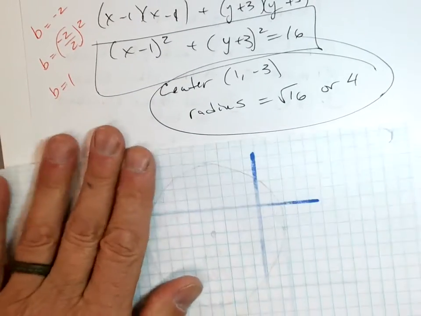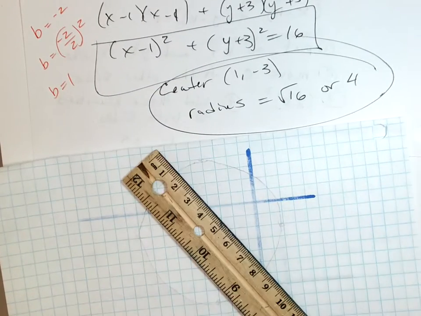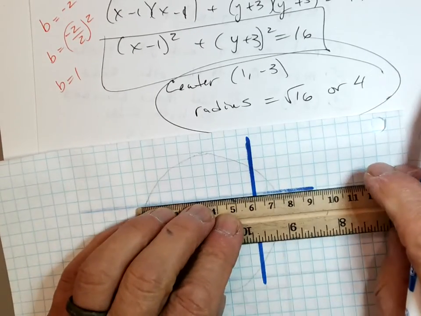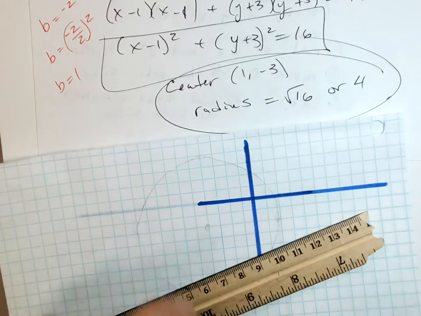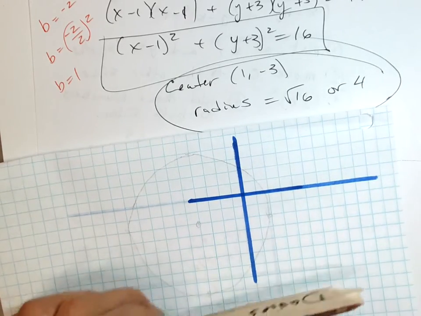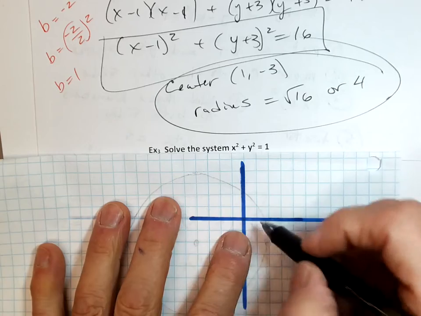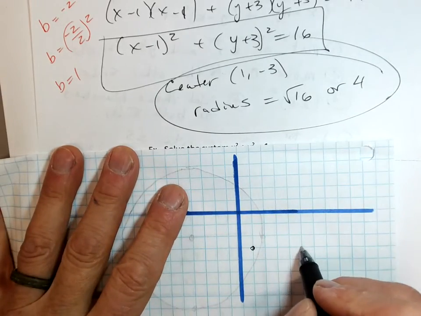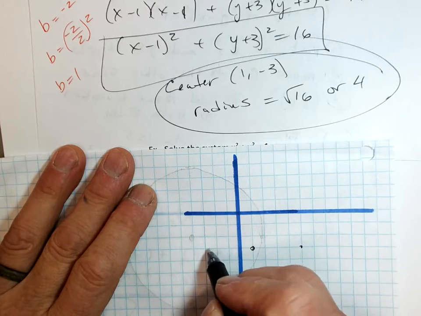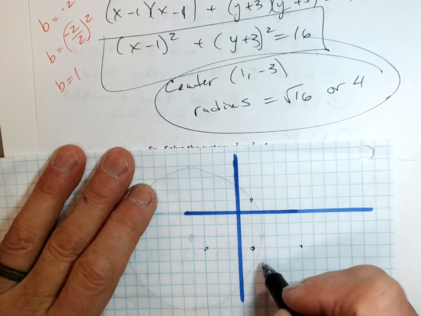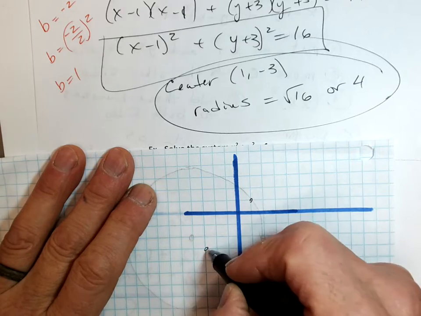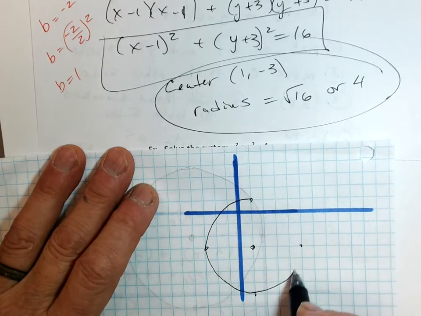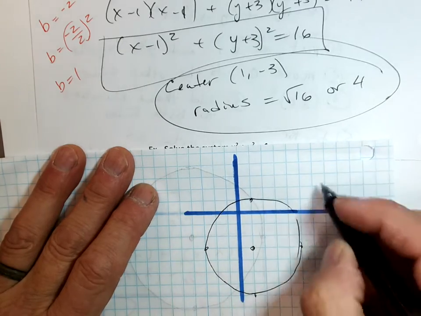Thank you. Put this down. And there we go. 1, -3, radius of 4. 1, 2, 3, 4. Thanks, Julia. There it is. Pretty easy, everybody. That was Lily. Thanks, Lily. Oh, that was a bad looking circle.